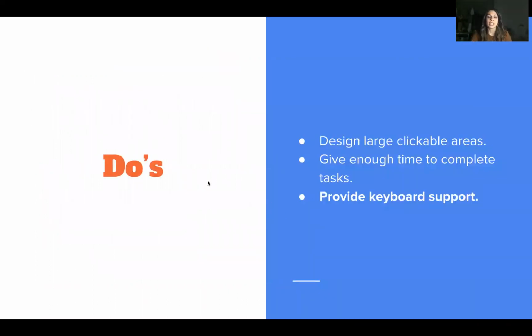So for this one, just keep in mind designing large clickable areas, whether it's mobile or desktop, because if you're having trouble with the mouse, maybe from tremors, it would be really easy to click something else. Also give enough time to complete tasks. I can't think of a scenario with timers, but maybe sometimes CAPTCHAs kind of hurry you up. And also provide keyboard support. I bolded this one because a lot of them overlap. A lot of the tips help people with all of these at once. So that's good.